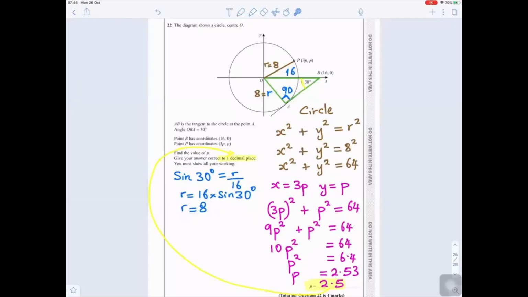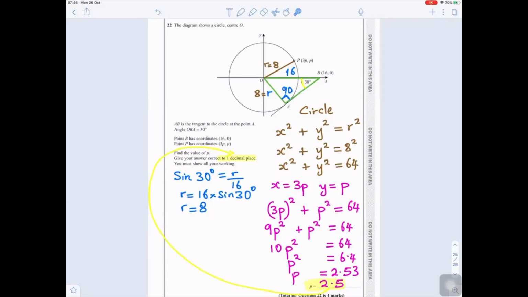Question number 22. The diagram shows a circle, center O. AB is the tangent to the circle at the point A. Angle AOB is 30 degrees. Point B has coordinates (16, 0). Point P has coordinates (3p, p). Find the value of p. Give your answer correct to 1 decimal place. You must show all your working.